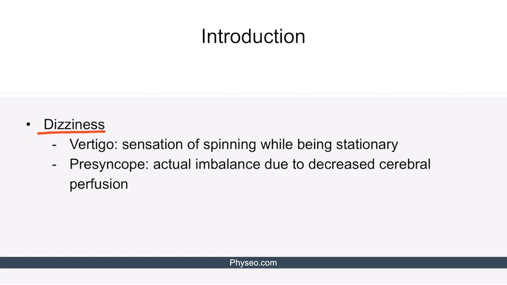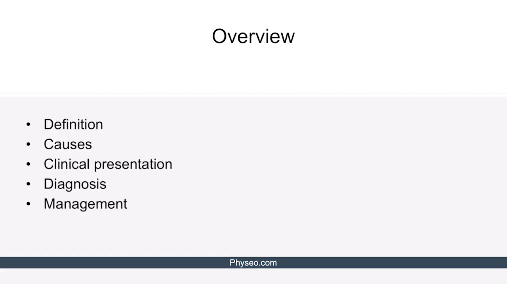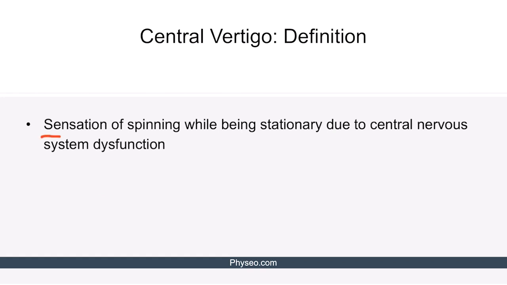Vertigo is the sensation of spinning while being stationary. Presyncope, on the other hand, is the actual imbalance due to decreased cerebral perfusion. Now let's talk about the central vertigo. For central vertigo, we will discuss its definition, causes, clinical presentation, diagnosis, and management. Central vertigo is the sensation of spinning while being stationary due to central nervous system dysfunction.